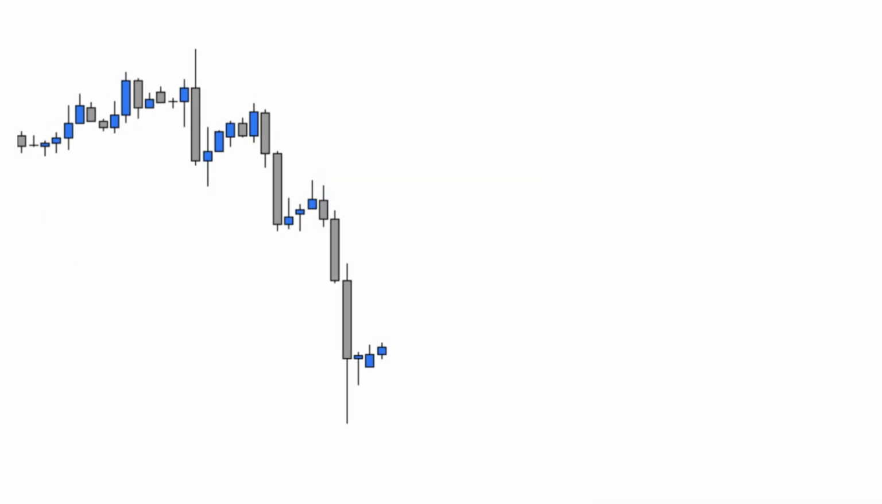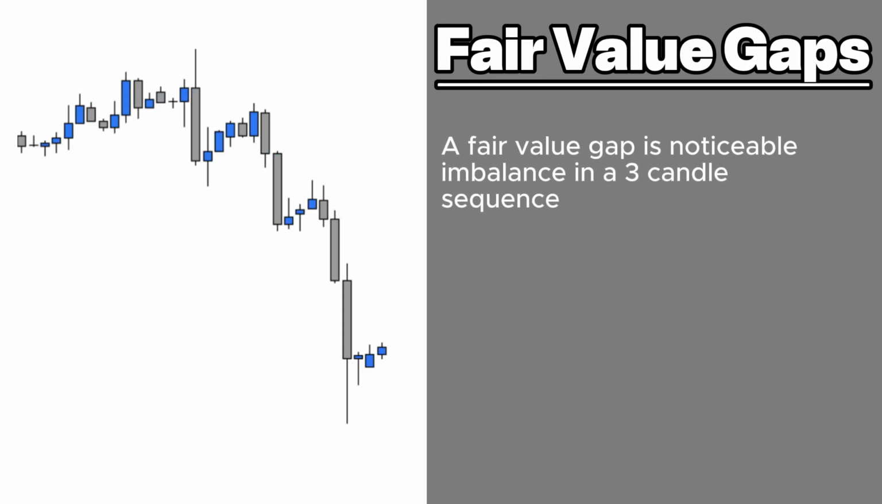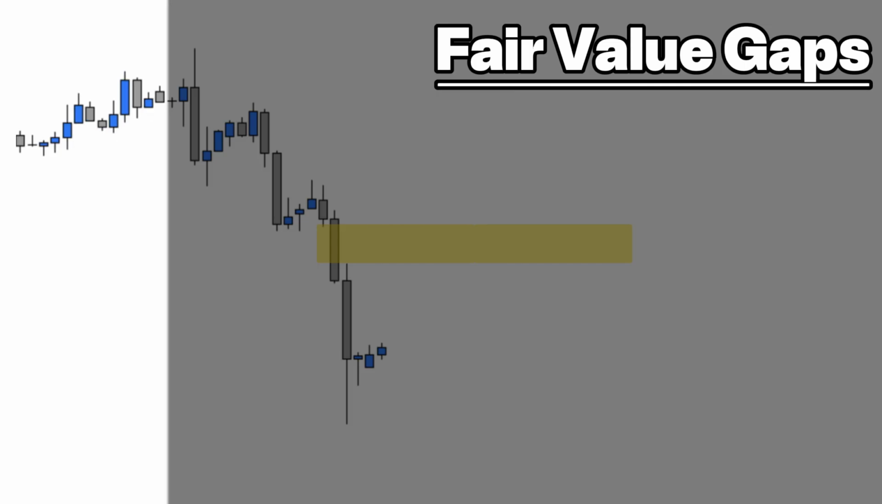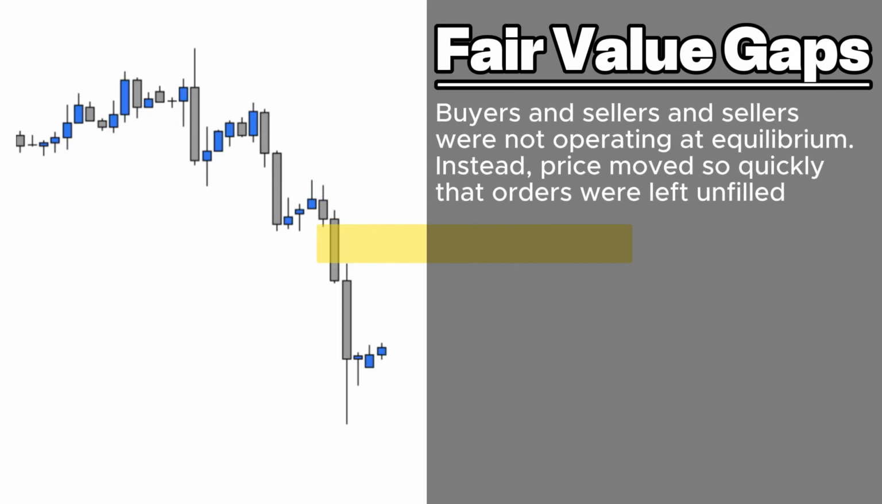We do this by identifying fair value gaps. A fair value gap appears when there is a noticeable imbalance in a three candle sequence, specifically the space between the wick of the first candle and the wick of the third candle. The larger the gap is, the stronger and more aggressive the price movement is. A fair value gap tells us that buyers and sellers were not operating at equilibrium.